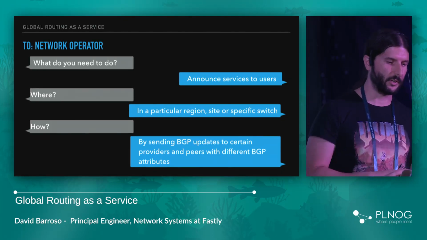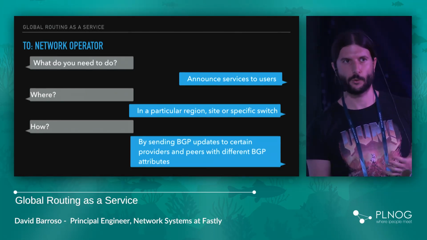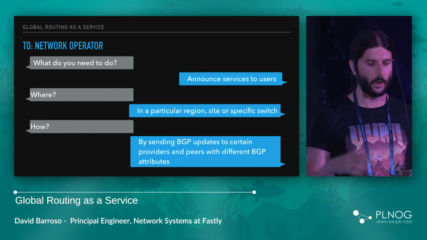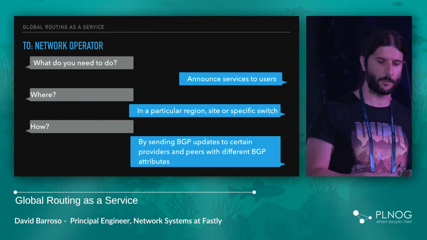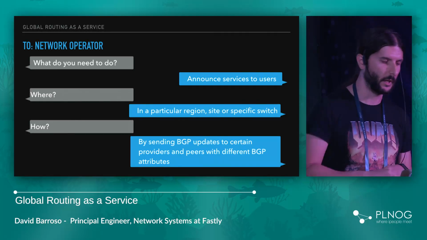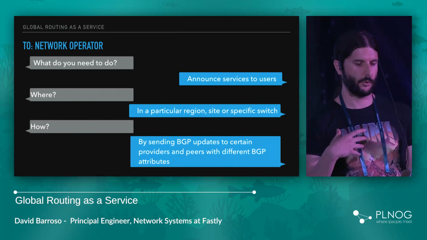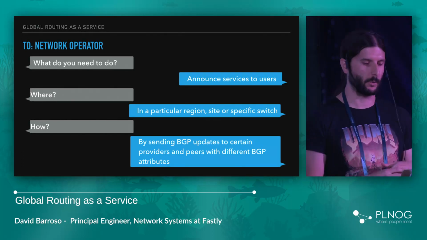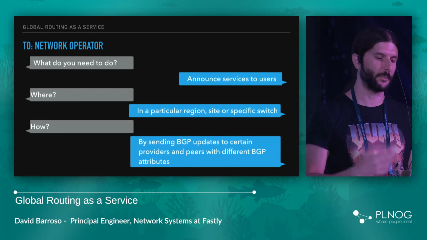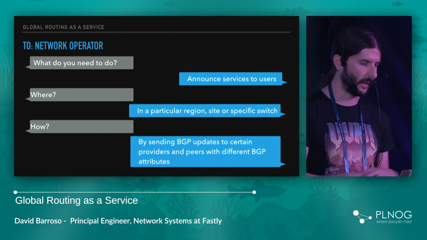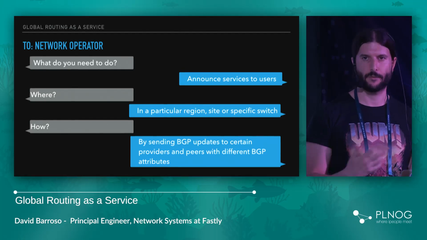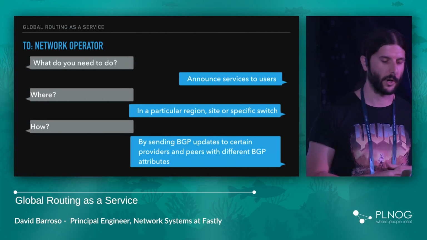So you start this conversation: OK, what do you need to do? Well, I need to announce services. OK, where do you need to announce these services? Well, it's usually on a particular region, sometimes on a site, or in very rare cases on a specific switch. OK, you need to announce services. How do you do that? Well, BGP updates. That's kind of how I signal transits and peers that I want to announce a service. And those BGP updates may have different attributes depending on what I need and want to do.